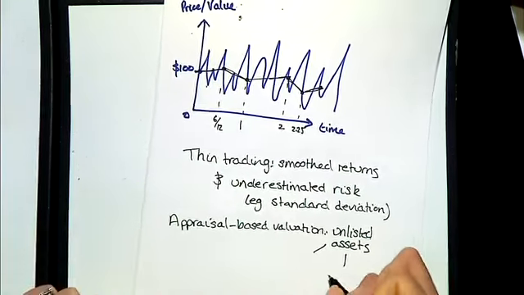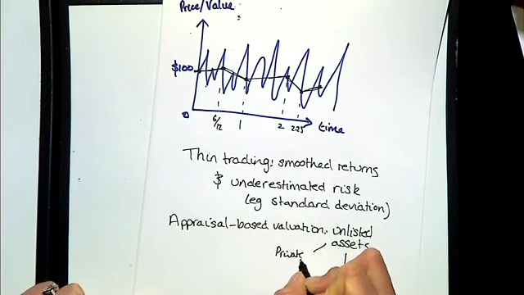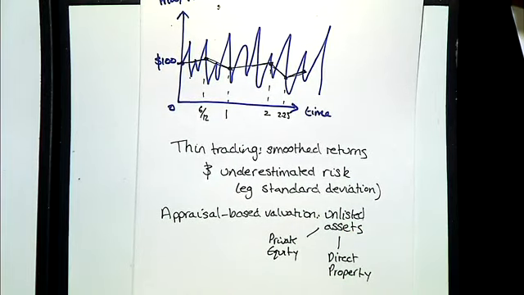So classic examples are direct property and private equity. When a stock is traded on the exchange, every time somebody trades it, a price appears. So even if it's thinly traded, when those trades occur, you can see the price appear in our data. When an asset is unlisted, 1, it tends to change hands far less regularly, and 2, there isn't an automatic exchange where the price reflects the trades that occur.